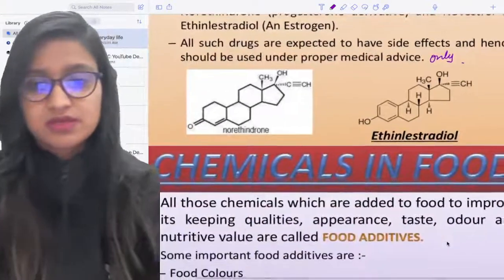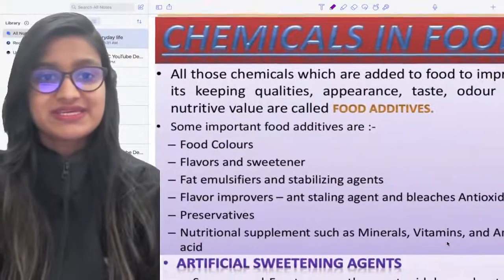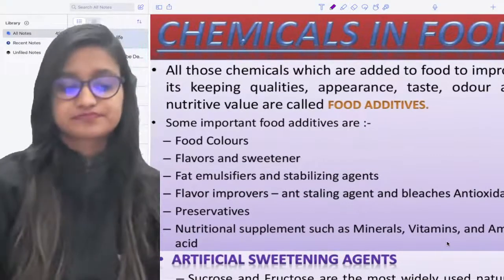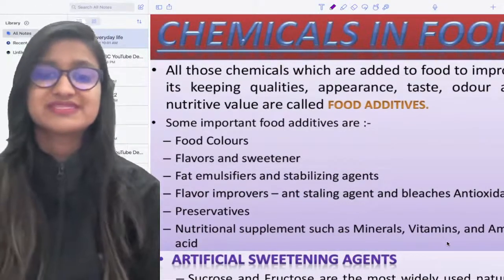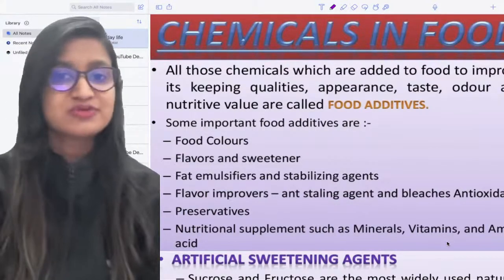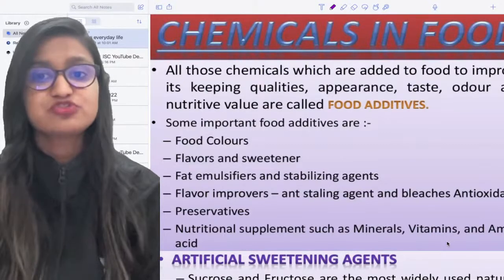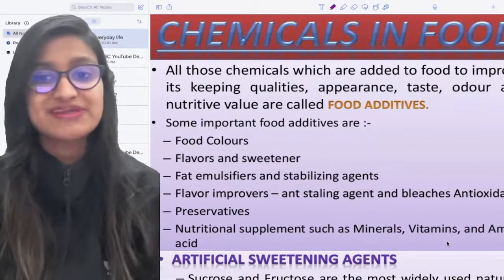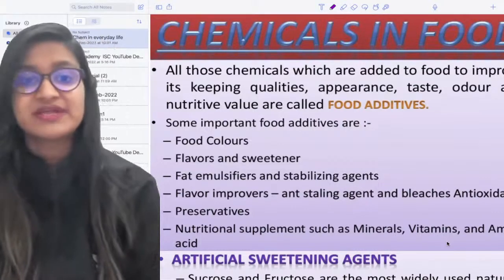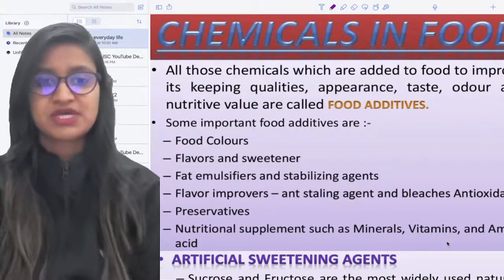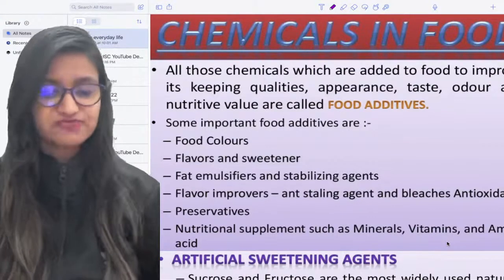Okay? Now the next thing is chemicals in food. What is the next thing that we need to cover? It is chemicals in food. So you can say that all those chemicals which are added to food to improve its keeping qualities, appearance, taste, color, odor and nutritive value, they are called as food additives. What are they called as? They are called as food additives.